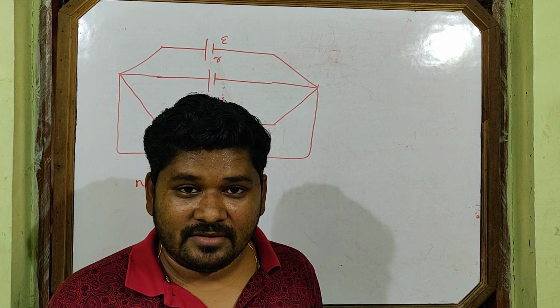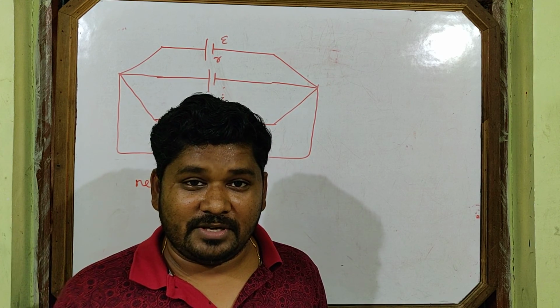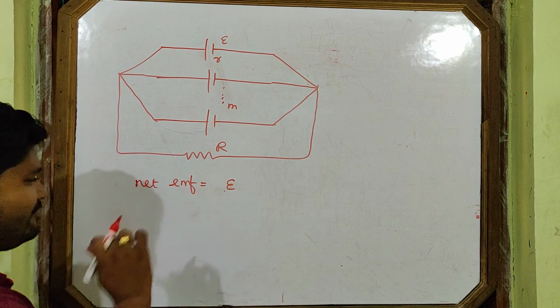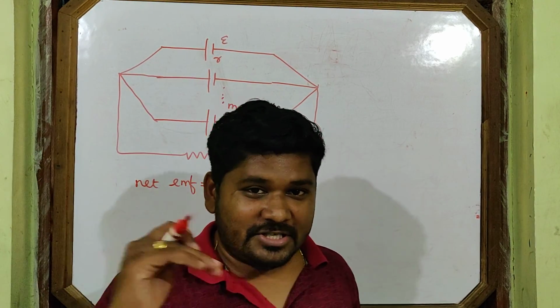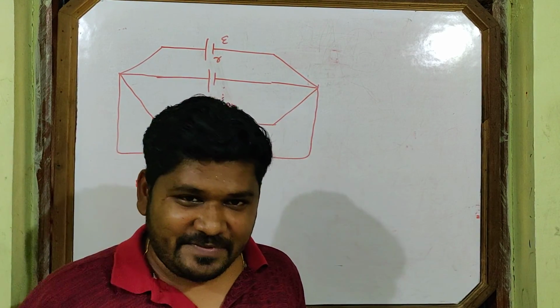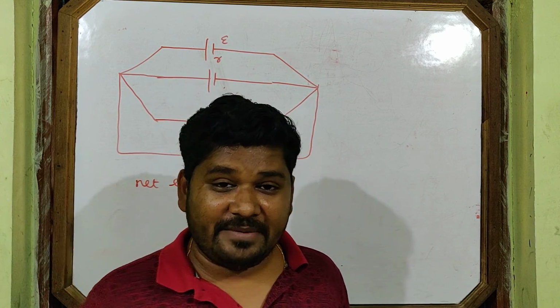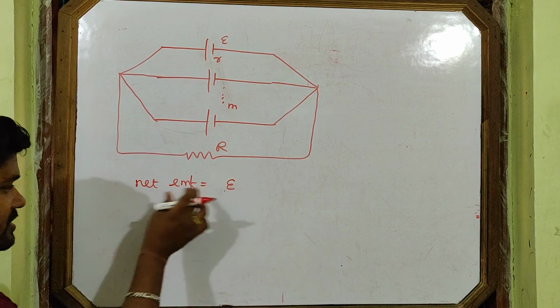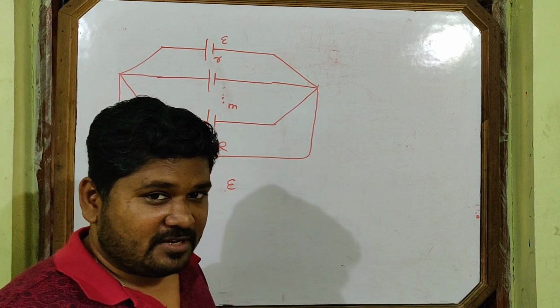What happened? What are you thinking? You are thinking, sir, I got mad. Okay, so net EMF is E. Don't make the mistake. Just before I told you, you may connect an infinite number of cells, but each of EMF E, then also net EMF is E in parallel connection. Just before I discussed this in the parallel combination.